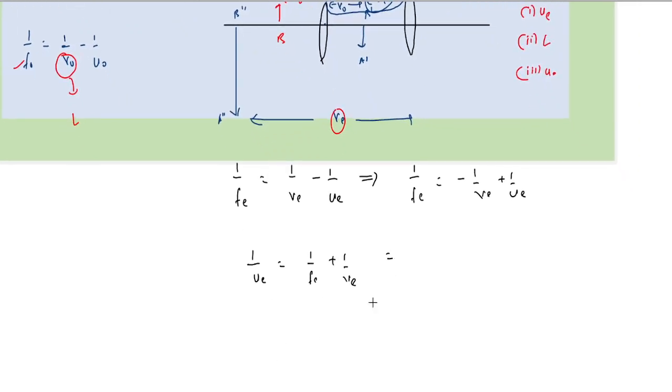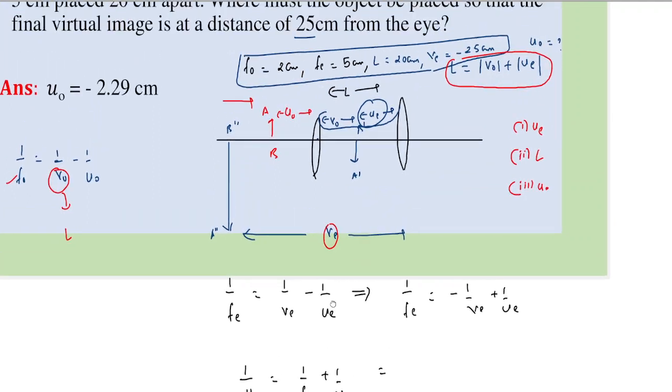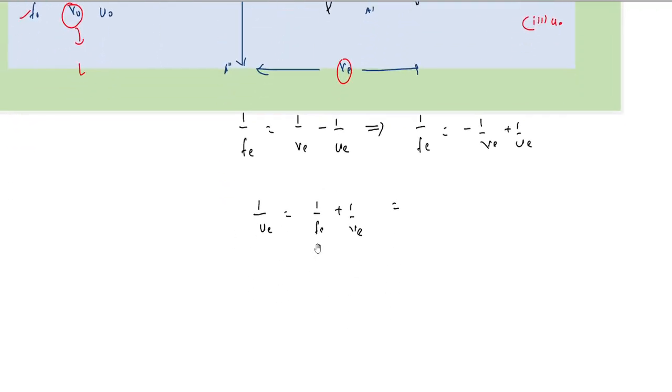It is equal to 1 by FE. FE is given as 5 centimeter. So it becomes 1 by 5 plus 1 by 25. We already put the sign convention for VE here. Again, don't put it here.